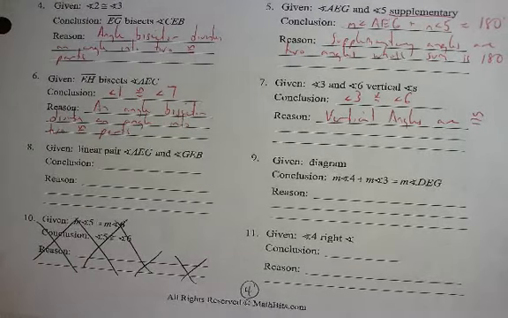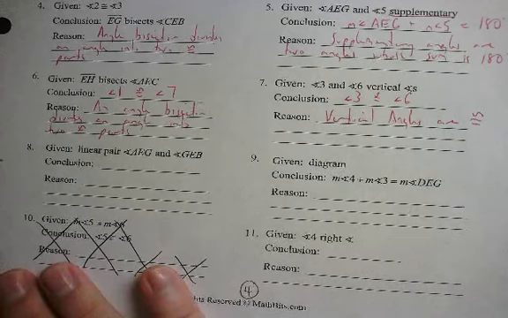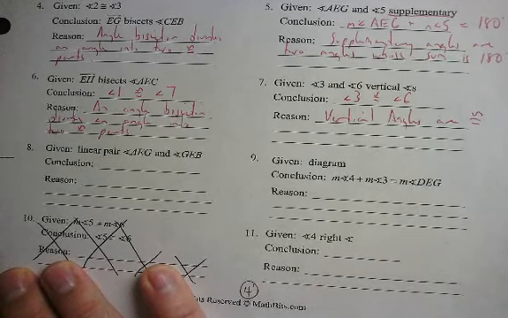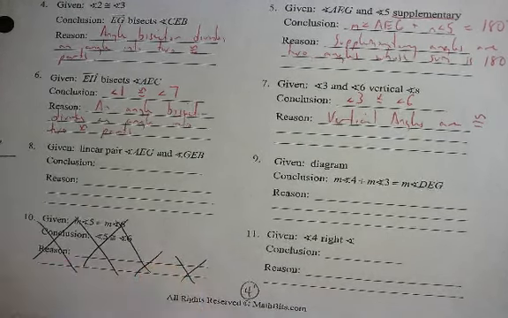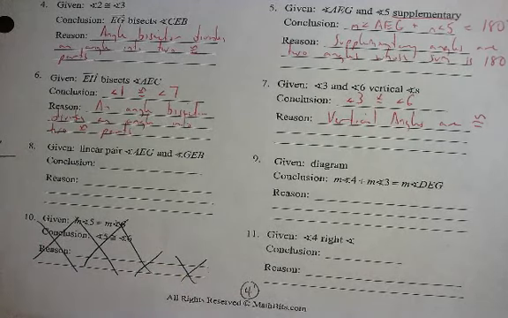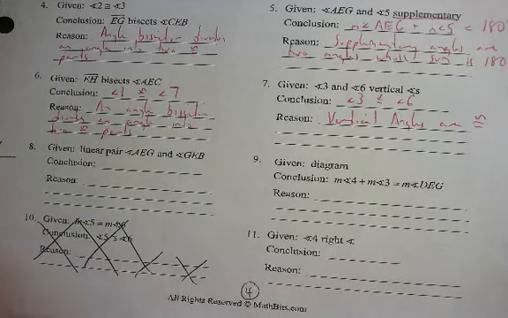Moving along to 8. The given information, the statement of fact, is that we have a linear pair, angle AEG and angle GEB. Now remember what a linear pair is. A linear pair would be 2 angles that form a straight angle. But if we take that a step farther, we know that those 2 angles have to be supplementary.